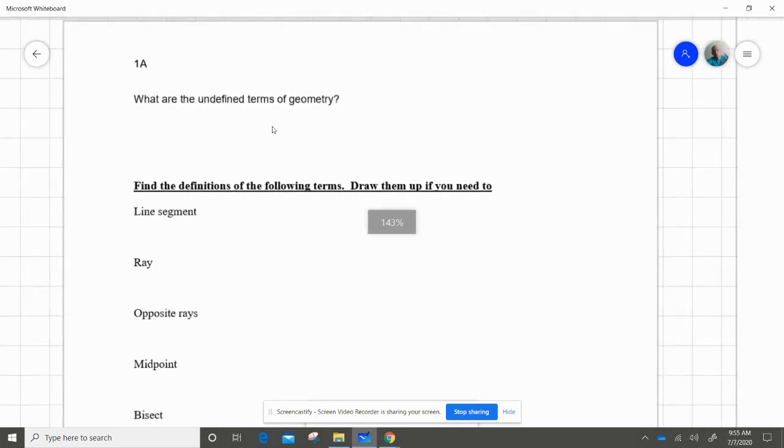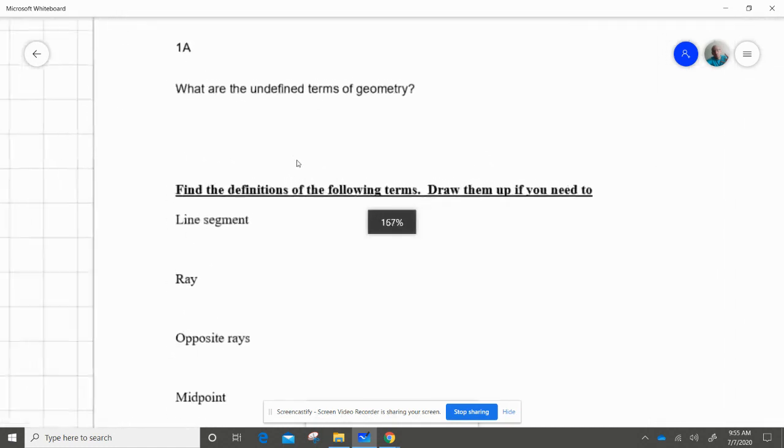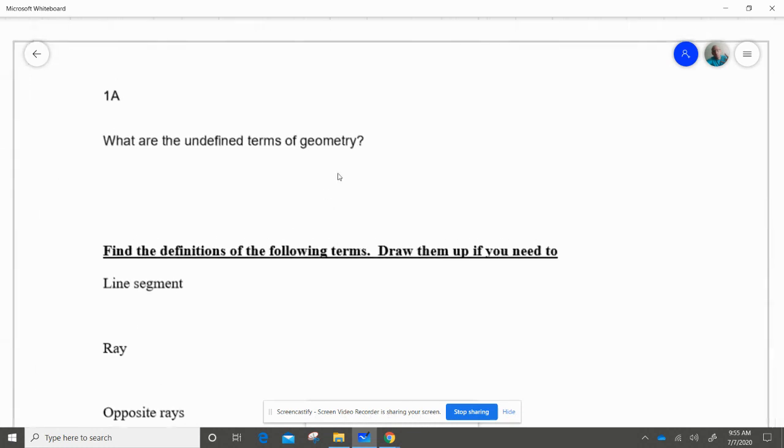Okay, getting started here on the 1A notes for geometry. First of all, there's some stuff that you're going to be doing on your own, the definitions of the following terms. I'm going to have you do that on your own. But we're going to start here with the three undefined terms of geometry, okay?